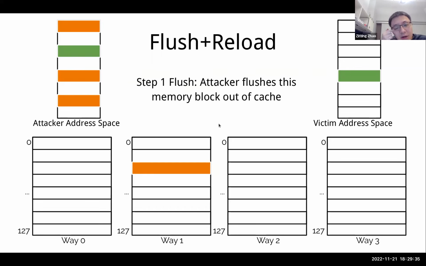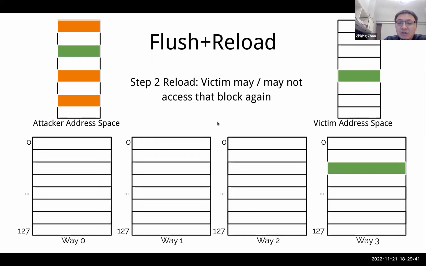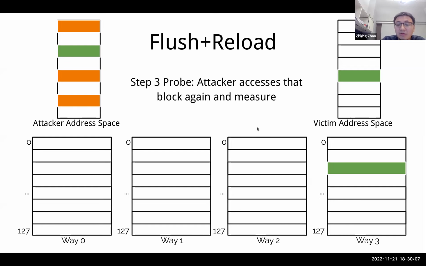So the attacker will try to flush a specific memory block out of the cache. Then the victim may access that block again. When the victim accesses that block, it may go to any of those sets, right? Not necessarily back to here. It may go to a different cache line in the same set. Then the attacker will access that block again, but it doesn't have to be here. As long as it's in a cache, it will be fast. Then the attacker will measure if this specific cache block has been used. So this is a more fine-grained attack.